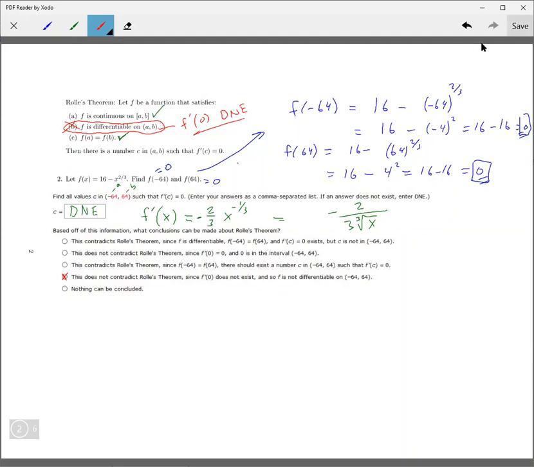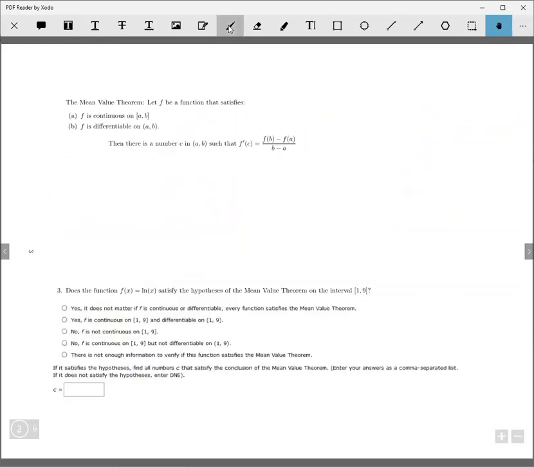Okay, that's kind of an interesting problem. Any questions about that? Okay, let's go on to the next one, number 3. And here we get into the mean value theorem.